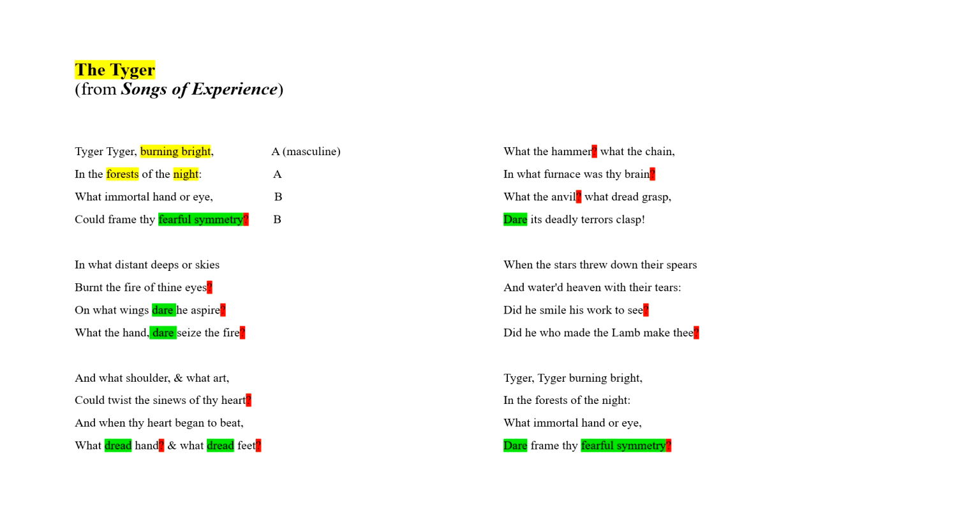For example, there is a clear reference to Icarus and Daedalus in stanza 2 when he writes of distant deeps and skies, suggesting the Creator flew too high while forging the creature. Prometheus is alluded to in line 4 of stanza 2, which says, "What the hand dare seize the fire?" This refers to the Titan who stole fire from the gods for humanity, representing the daring, transgressive nature of the tiger's creator.